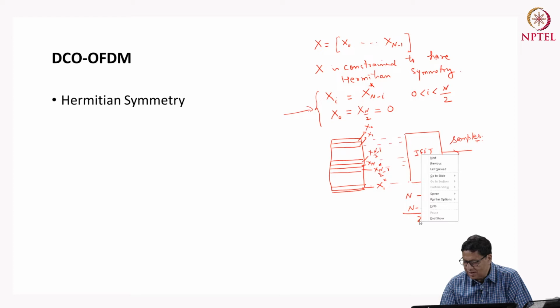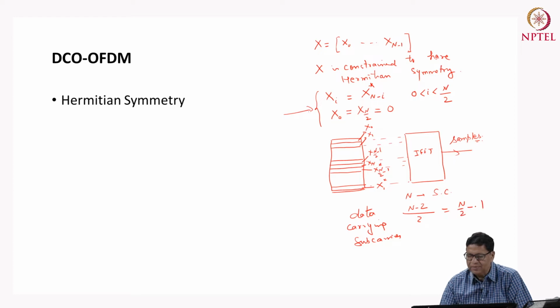So the data carrying subcarriers is nothing but n by 2 minus 1. So now let us see how these samples are unipolar.